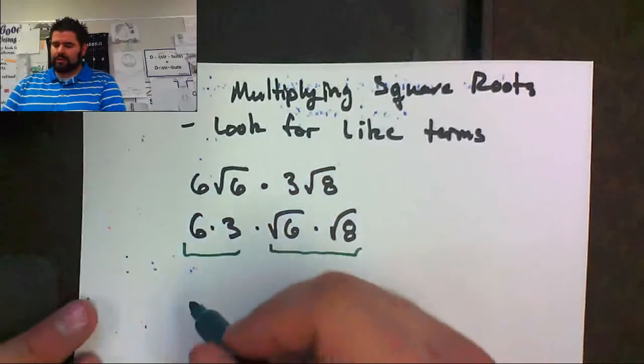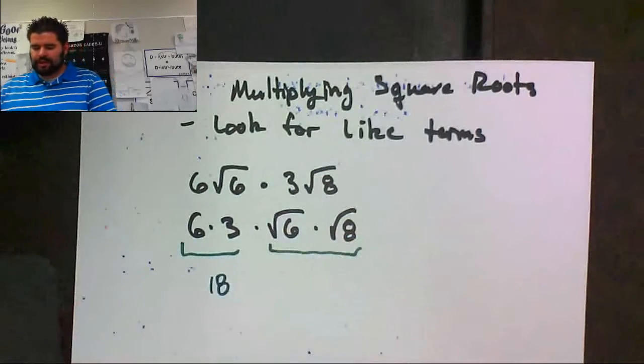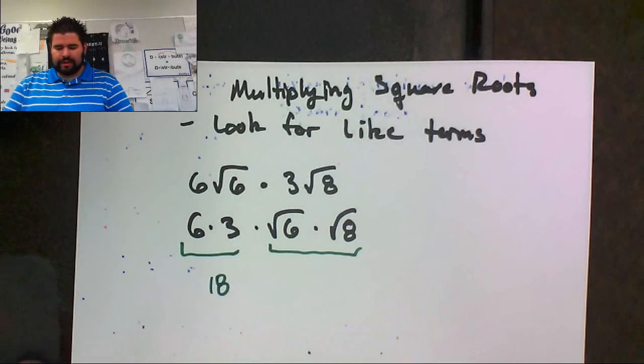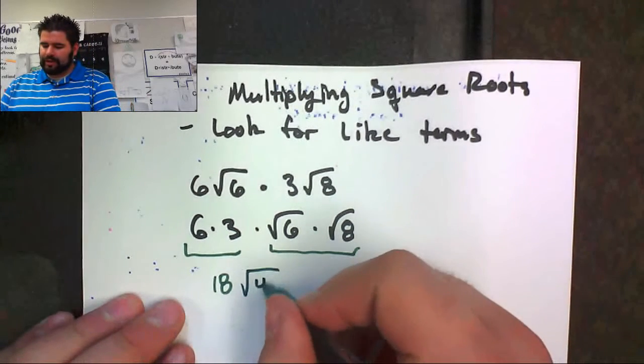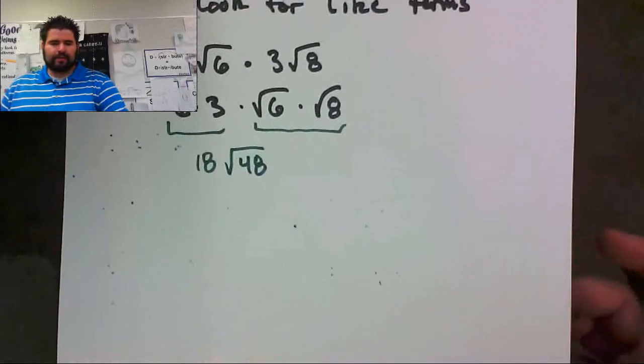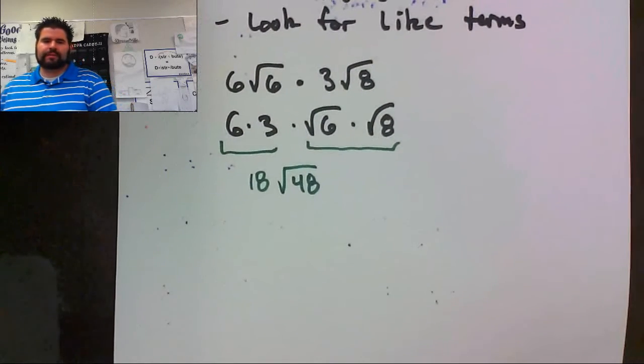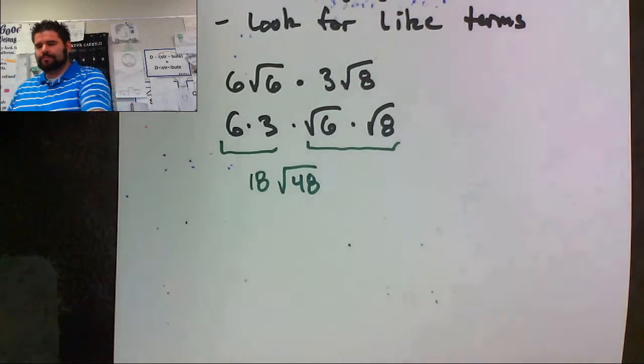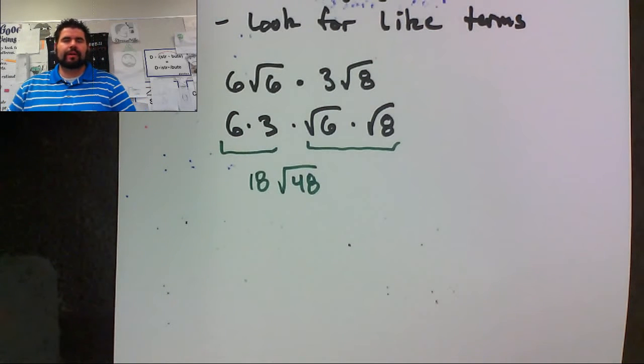And I got 6 times 3, which is 18. And then I have 6 times 8, which is not 42, it's 48, I believe. 6 times 8. Yep. So I have the square root of 48 right there. And from this, I now need to simplify even further. I'm not quite done yet because the square root of 48 can be simplified. It's not a perfect square. It's not a prime number, but I know it has factors.